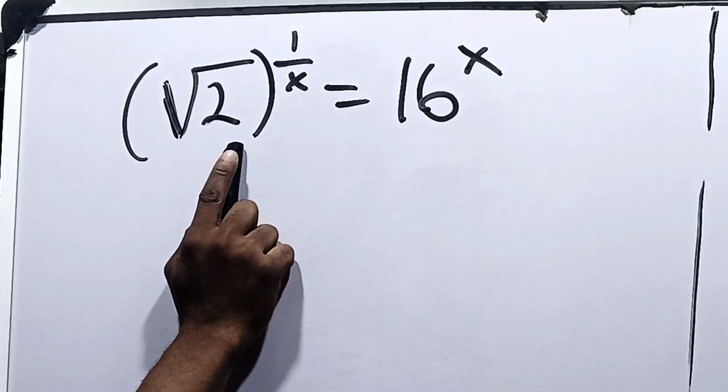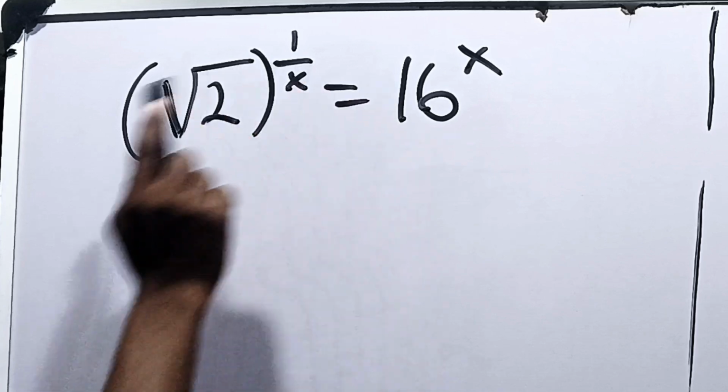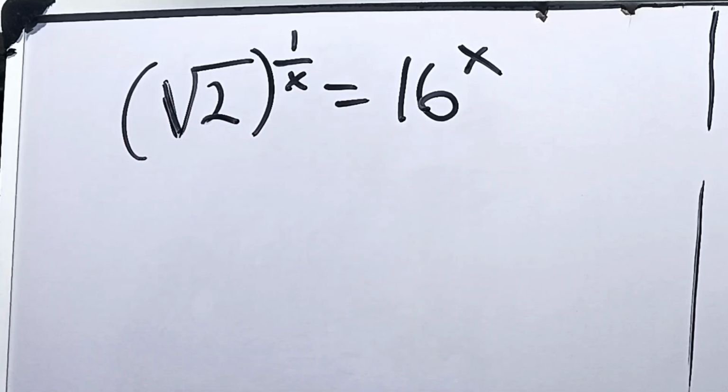Let's solve this Olympiad equation together. It says root of 2 raised to power 1 over x is equal to 16 raised to power x. We're required to solve for the value or values of x in this equation. Okay, so let's do that quickly.